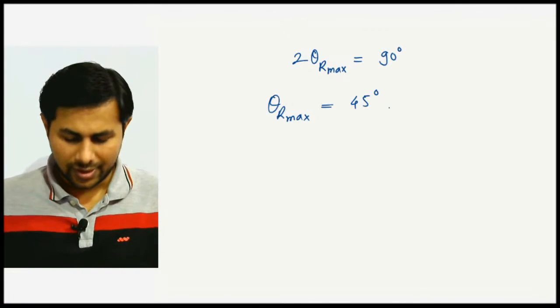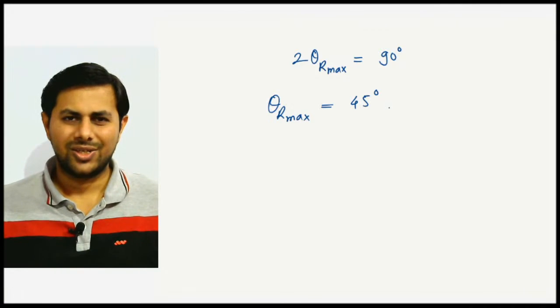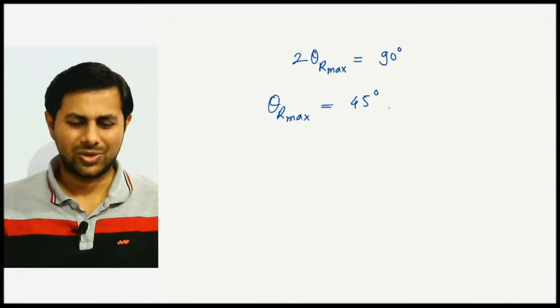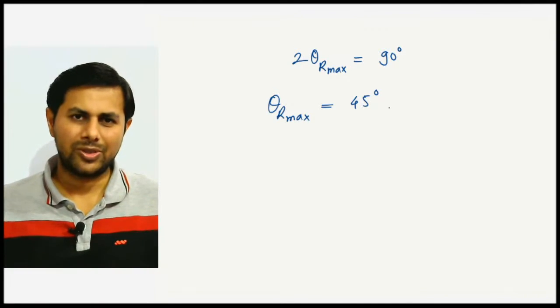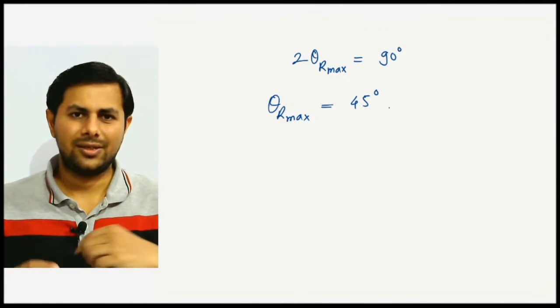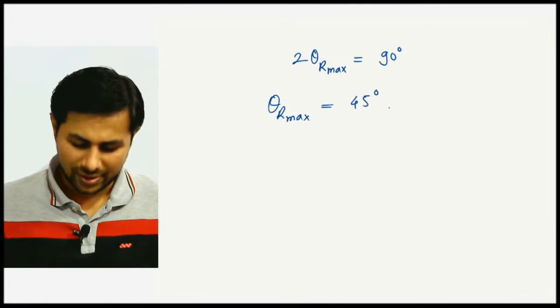So next time if you are playing a game of cricket, you can use this relation. You should throw a ball at an angle of 45 degrees so that it goes to the maximum distance. That means with minimum possible velocity, if you want to achieve the maximum distance, then the angle at which it should be thrown is 45 degrees.